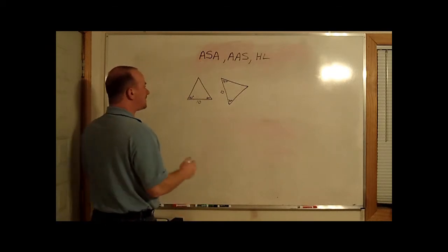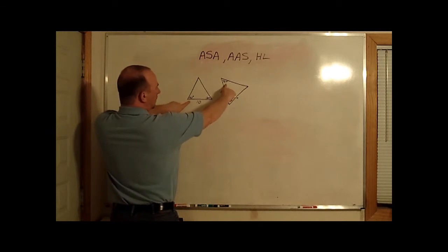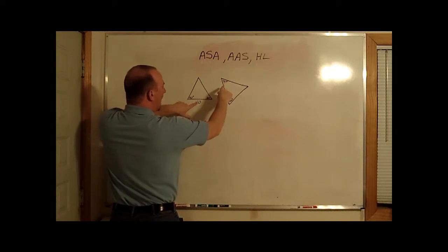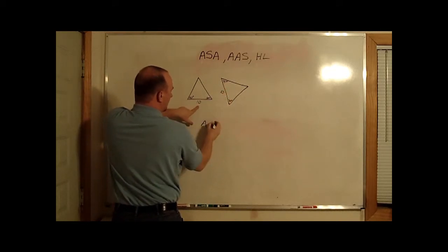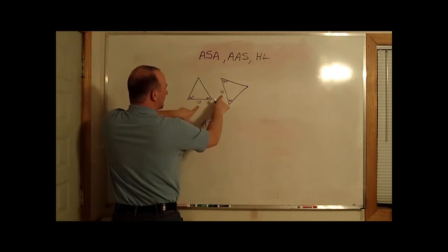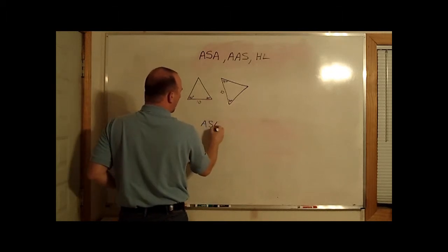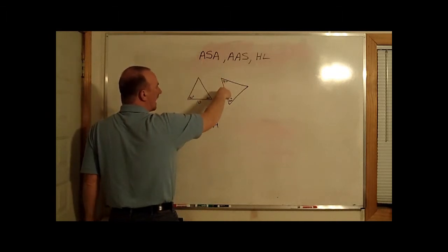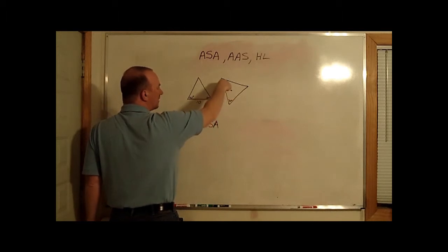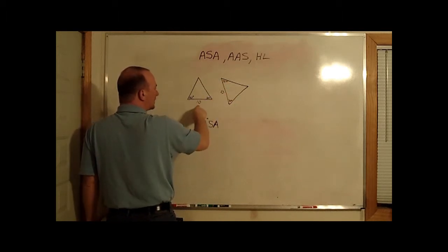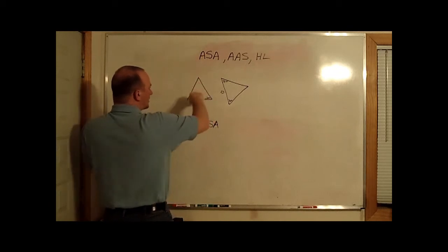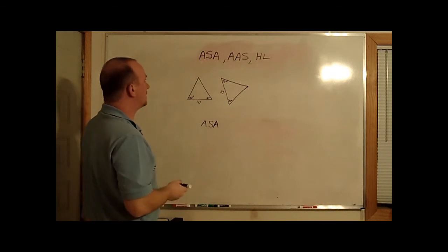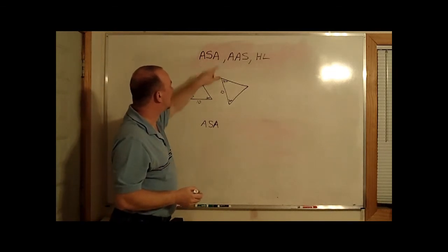Angle, side, angle. We have two angles that match up, so we have a pair of angles. We have a side that matches up, 10 and 10. And then we have a corresponding angle again. So they have to be in order: angle, and the side between the other angle. Angle, side, angle; angle, side, angle. This is angle, side, angle congruence. So I know that these two triangles are definitely congruent to each other by angle, side, angle.